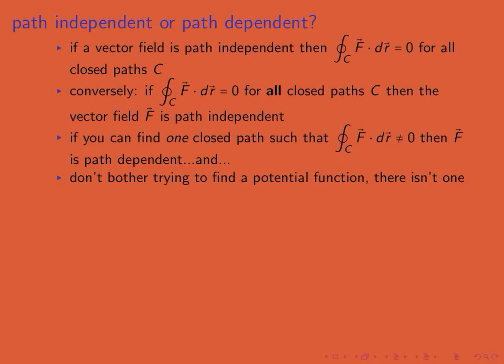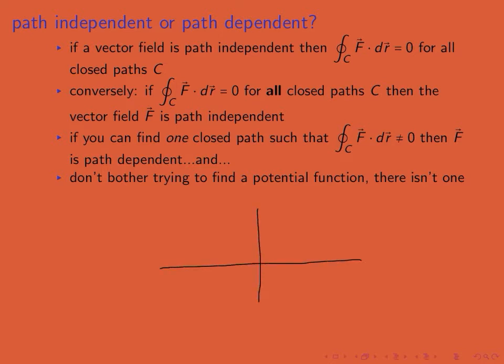So the upshot, which is more important, is that if you can find a single closed path such that the circulation is not 0, then you know that the vector field is path dependent, and you don't need to spend time trying to look for a potential function because there isn't one.